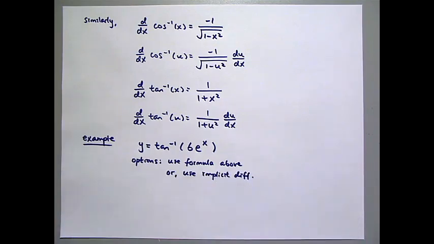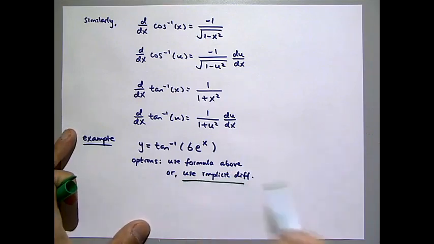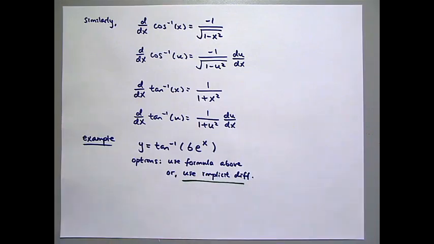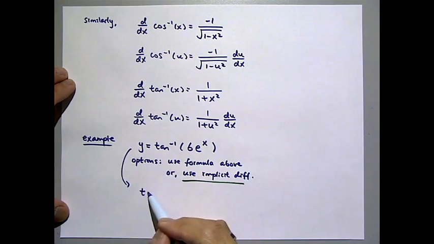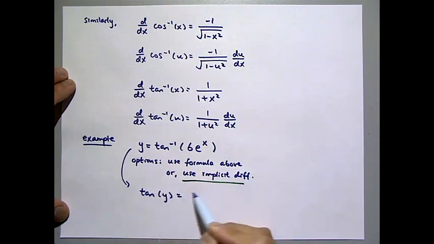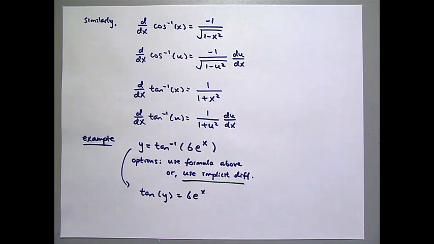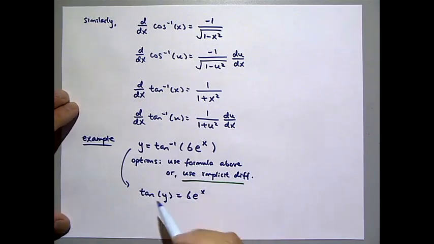You can use the formula above, or you can simply use implicit differentiation. Since this section is on implicit differentiation, I'll show you how to do it that way. Rewrite it as tangent of y is equal to 6e to the x. Take the derivative on both sides. Derivative of tangent of y is secant squared of y.